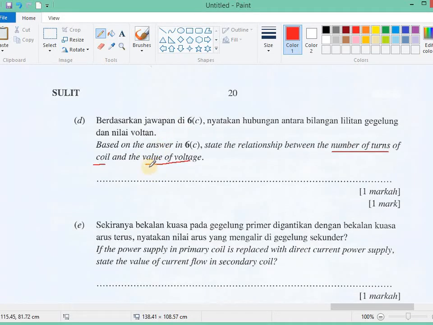So the relationship between number of turns and value of voltage is: the greater the number of coil, the greater the voltage.